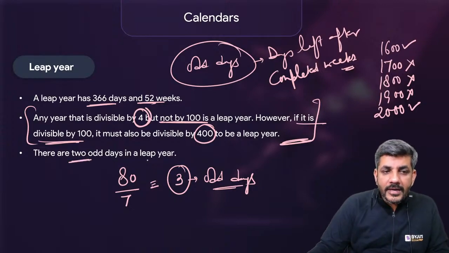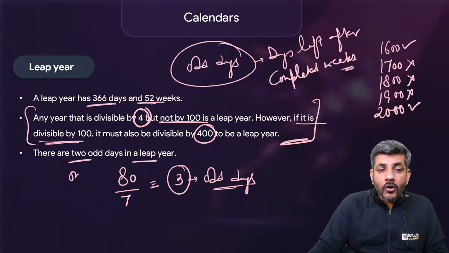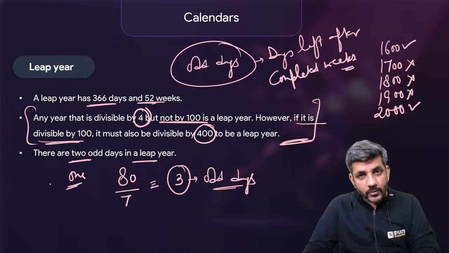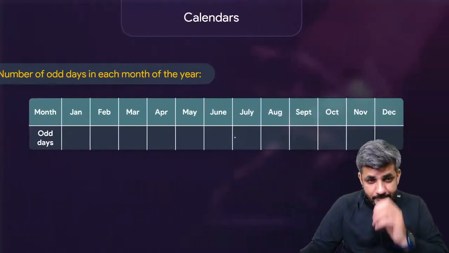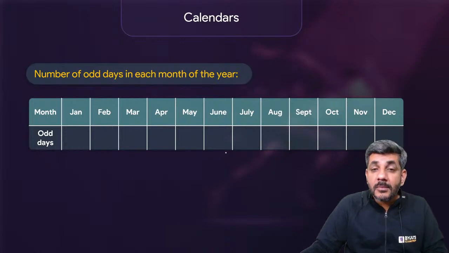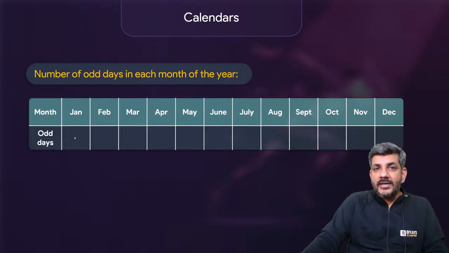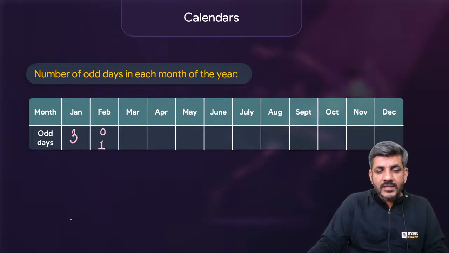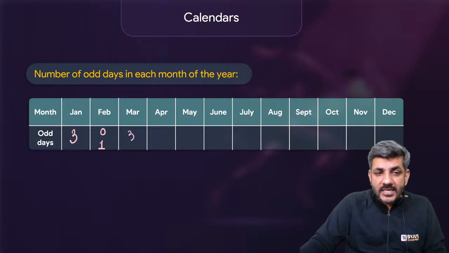And there are 2 odd days in a leap year. There is 1 odd day in a non-leap year. If it's a normal year, the odd days are equal to 1. Also, when I talk about the number of odd days month-wise, January has 31 days. 31 divided by 7 will give you a remainder of 3. So 3 odd days are there. February has 0 or 1 depending upon whether it's a leap year or not. March has 3. April has 2. May has 3. So on and so forth.